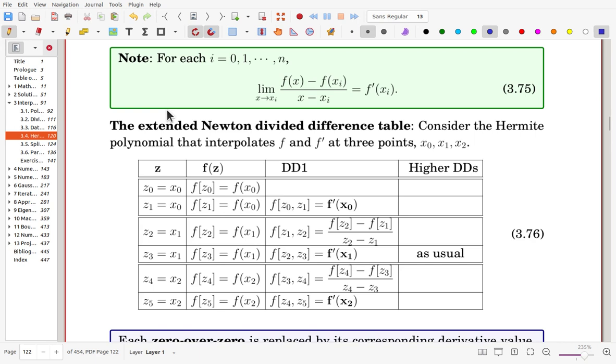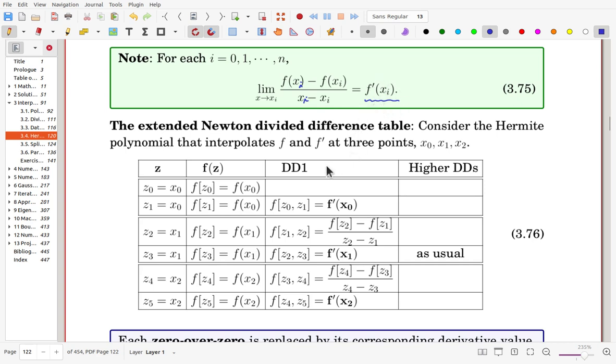Now, we also know that the derivative f prime at xi is obtained through this limit of the quotient f of x minus f of xi over x minus xi, as x approaches xi. So rather than the limit, this x can be replaced by xi, and now this quotient 0 over 0 is replaced by the derivative. From the definition of derivative, we can roughly say that this 0 over 0 can now be written by this derivative.